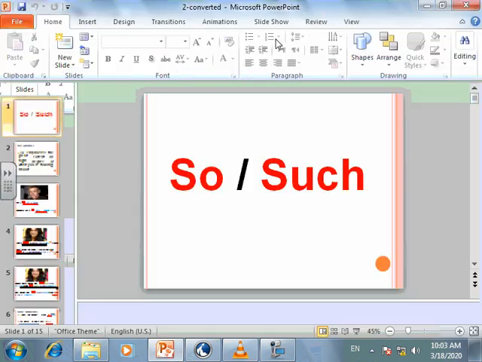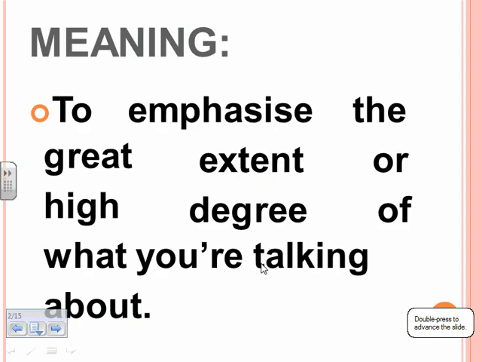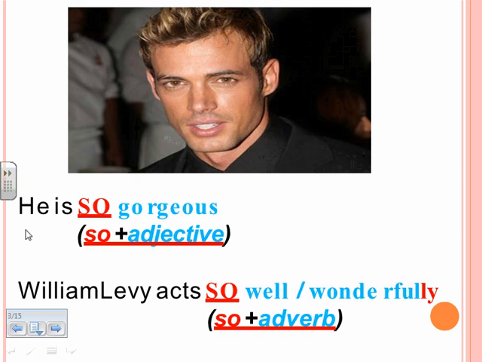So let's move to another part, which is so and such. So and such are used to emphasize the great extent and high degree of what you are talking about. When something exceeds or is very great, I say so or such. Like he's so gorgeous. So I put so plus the adjective, or so plus the adverb. William Levy acts so well, acts so wonderfully. Again, after so we use an adjective or an adverb.